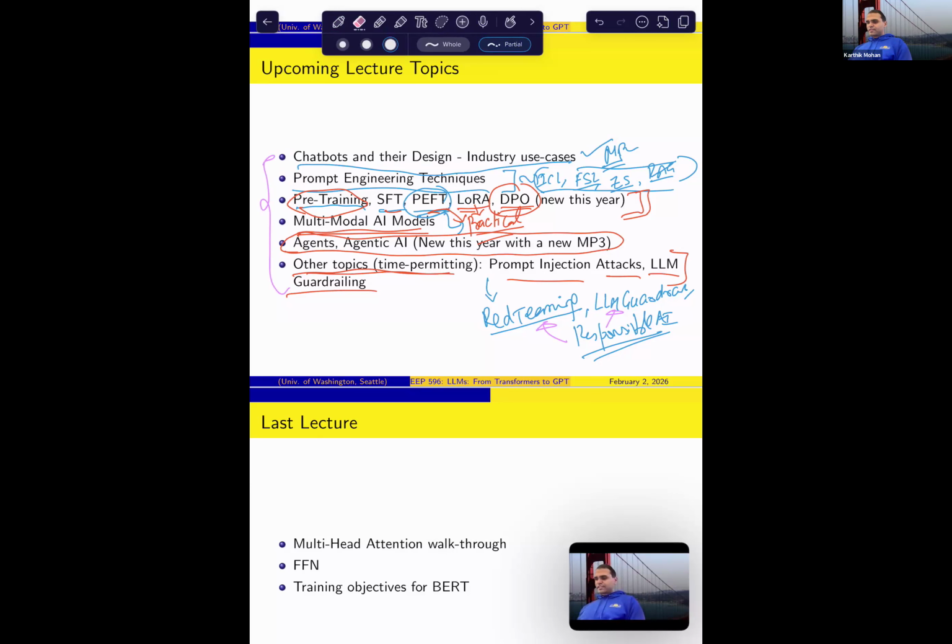MCP servers, yes. So MCP servers, that's in the chat. So MCP servers will come right here. We'll spend about 2 to 3 lectures on agentic AI, and MCP server is the implementation aspect of the agentic framework. And so the model context protocol, we'll look into that. It's a good call out.